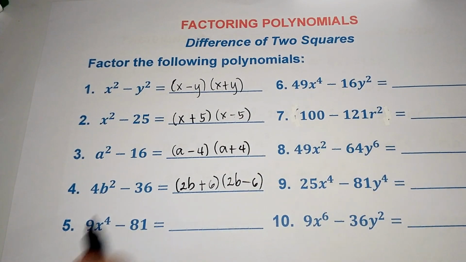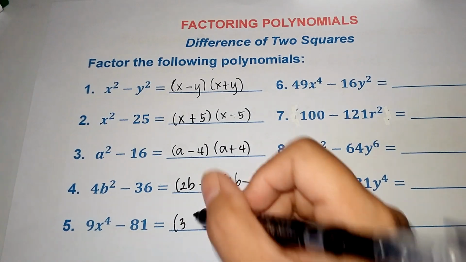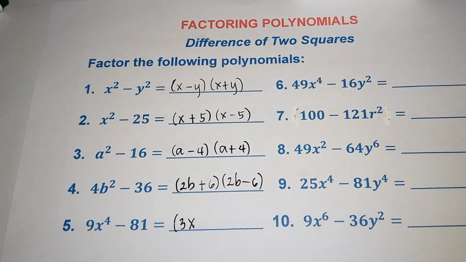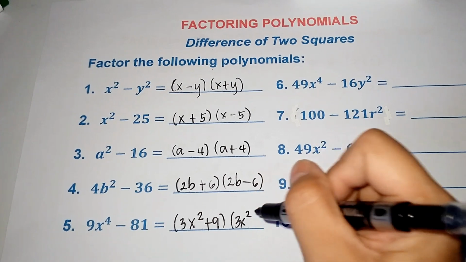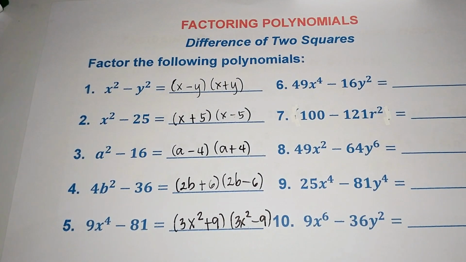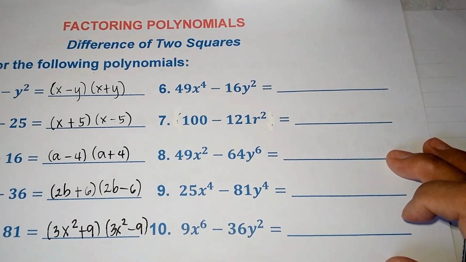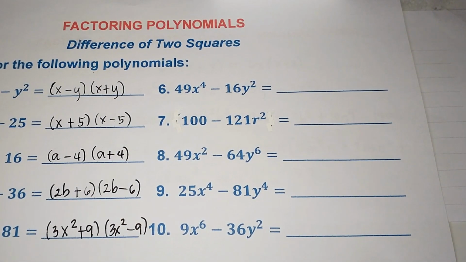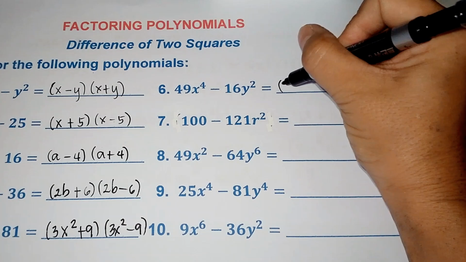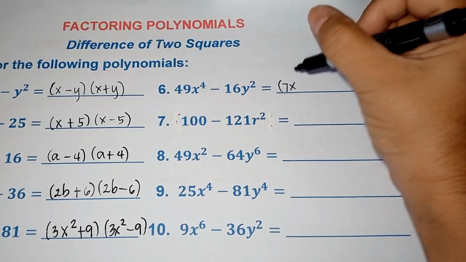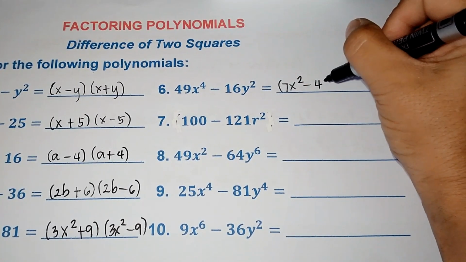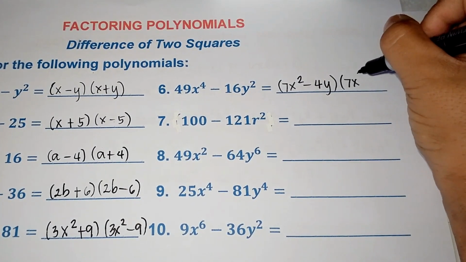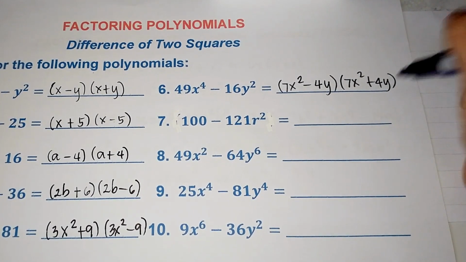For number 5, the square root of 9 is 3. Square root of x to the 4th is x squared. Again, 4 divided by 2 is 2. So 3x squared. The square root of 81 is 9. So plus 9, and the other one is automatically 3x squared minus 9. For number 6, the square root of 49 is 7. Then x to the 4th, so x squared. Minus, the square root of 16 is 4. Then y. Then we just copy this: 7x squared, change it to plus 4y.